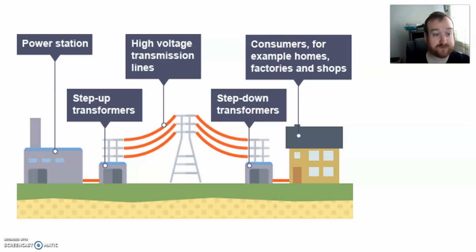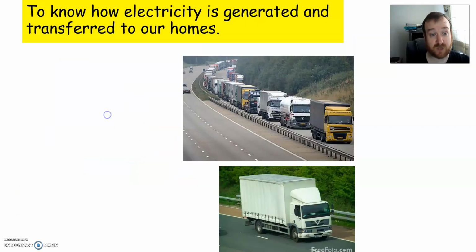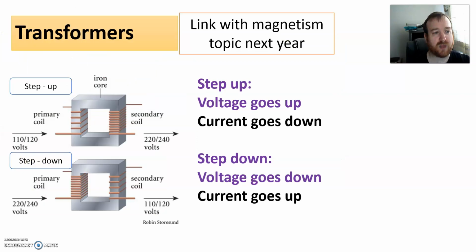Now, you need to know this diagram. You need to know how to label it, and you need to know the different parts of the national grid. Now the transformers are a crucial part of this. Crucial. But you won't get to learn how they function, how they really work, until we look at the magnetics topic. So it will come up again next year when we're back in school, hopefully.